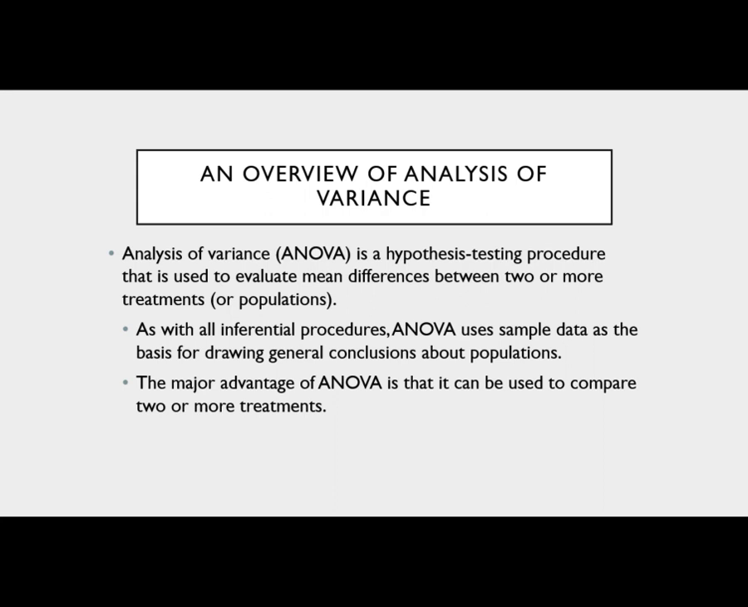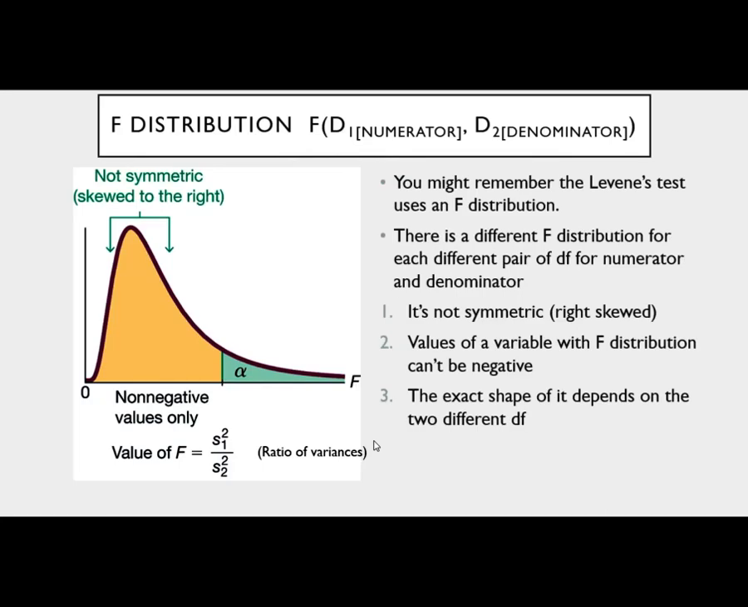All right, so an overview of analysis of variance. ANOVA comes from ANalysis Of VAriance, and it is a hypothesis testing procedure that is used to evaluate the mean differences between 2 or more treatments or populations. As with all inferential procedures, ANOVA uses sample data as the basis for drawing general conclusions about the population. A major advantage of ANOVA is that it can be used to compare 2 or more treatments or groups. So so far we've been following a T distribution, and now we're following an F distribution, named after Ronald Fisher, the guy who created this test.